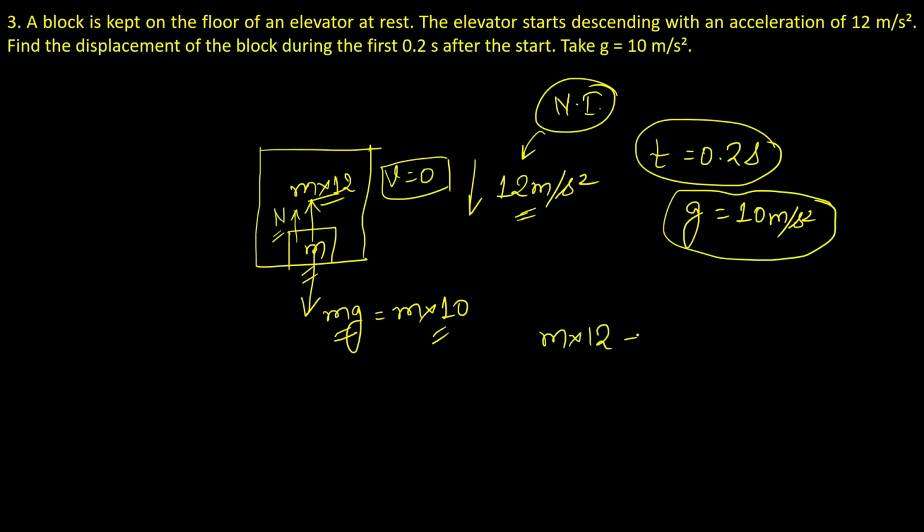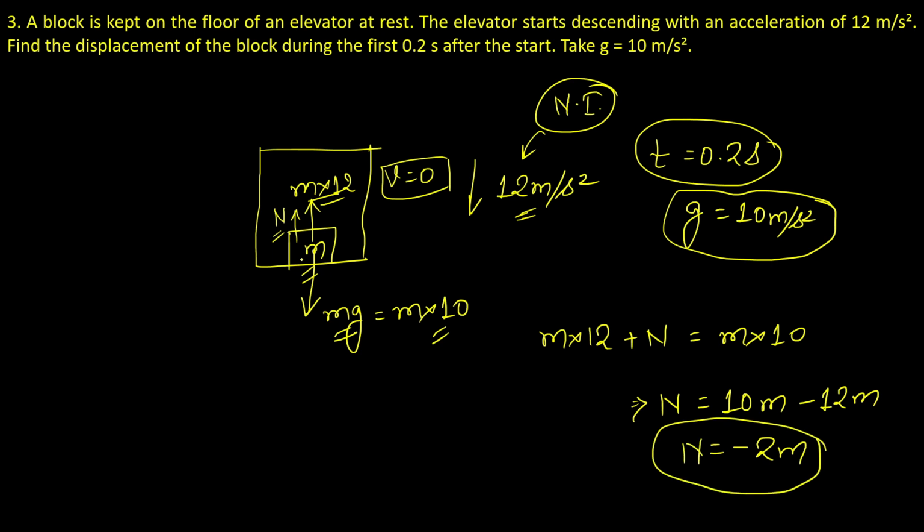M multiplied by 12 plus normal is equal to m multiplied by 10. So normal is 10m minus 12m, that is minus 2m. Normal is negative. It means normal is acting in the downward direction. What is the meaning of normal acting in the downward direction? Well, this is a good question actually. It means that this mass m has already left the surface and is in the air, like this mass m already left the lift surface.